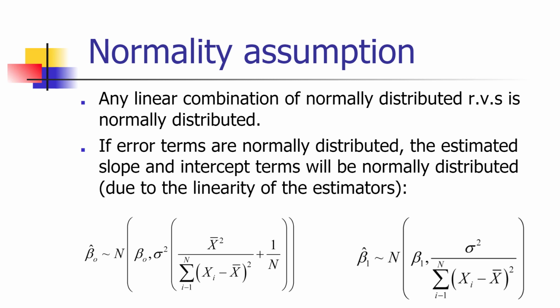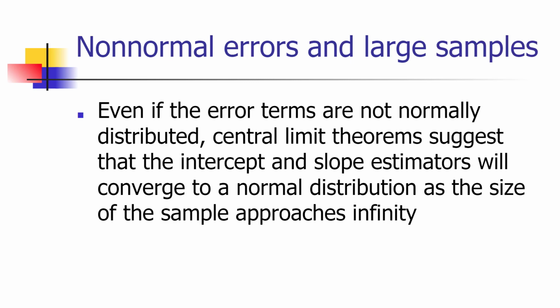So the variance of beta hat 0, the intercept estimator, is sigma squared times x bar squared over the sum of the x minus x bar quantity squared plus 1 over n, while beta hat 1 is distributed normally with a mean of beta 1 and a variance of sigma squared divided by the sum of the squared deviations of x from its mean.